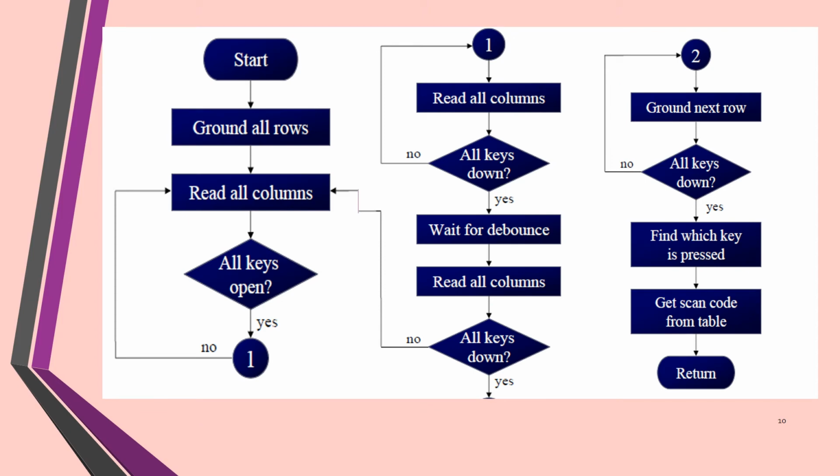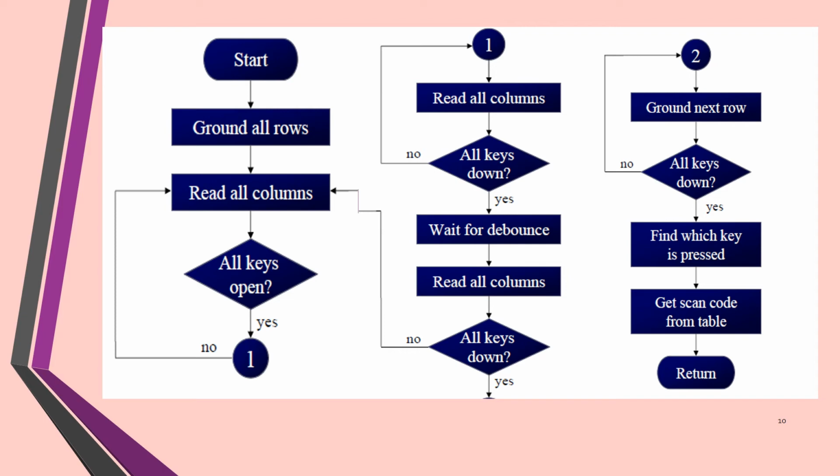So the first step is ground all rows. Then the second step, read all columns. Then check whether all keys are open or closed. All keys open? If yes, proceed. Read all columns. All keys down? Wait for a debounce. Read all columns. All keys down? Yes. Then ground the next row. Check all keys down. Find which key is pressed. Get the scan code from the table and then return.